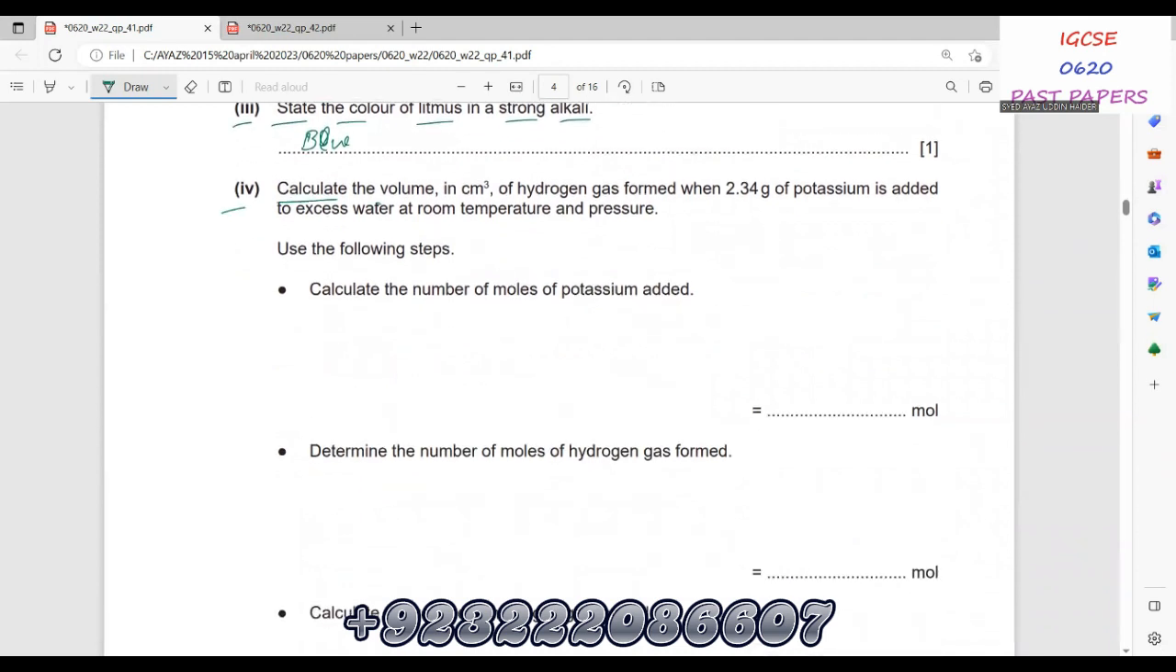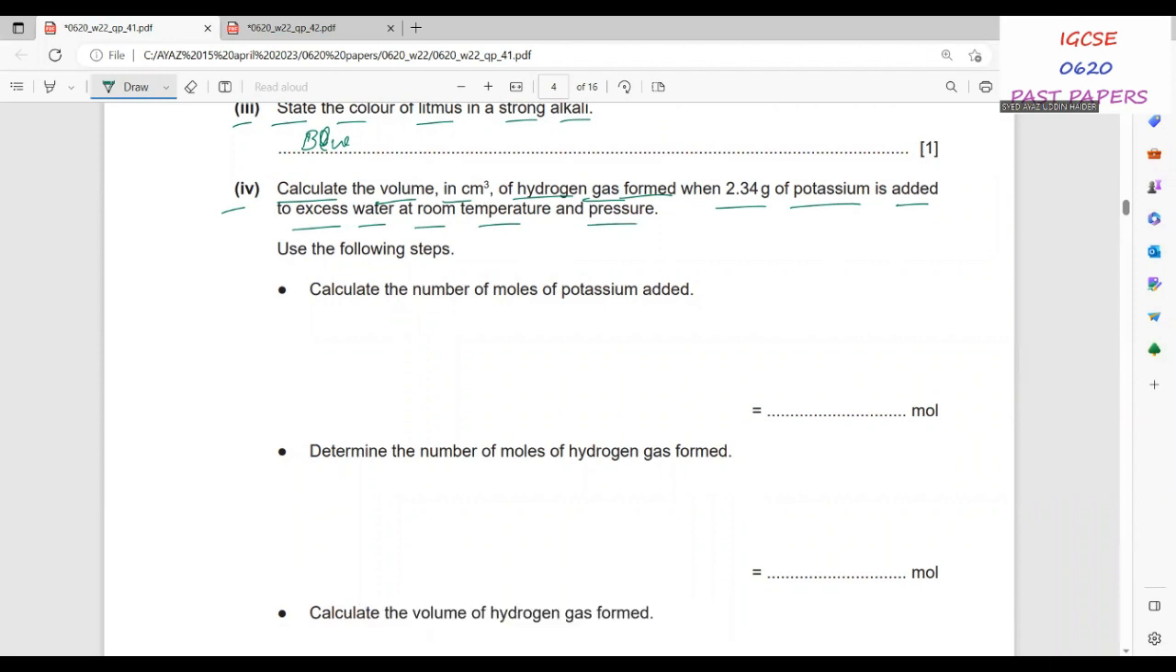Number 4, calculate the volume in centimeter cube of hydrogen gas formed when 2.34 gram of potassium is added to excess water at room temperature and pressure. I'm writing the reaction equation here for your convenience. We have 2K plus 2H2O gives 2KOH plus H2.